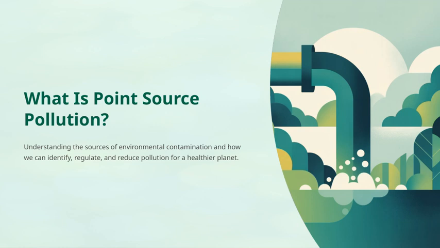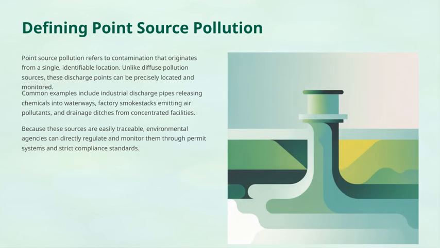So let's get started. Let's talk about defining point source pollution. This type of pollution refers to contamination that comes from a single, identifiable location. Unlike diffuse pollution, which comes from many scattered sources, point sources can be precisely located and monitored. For example, industrial discharge pipes releasing chemicals directly into waterways are classic instances. Similarly, factory smokestacks emitting air pollutants and drainage ditches from concentrated facilities are common examples.